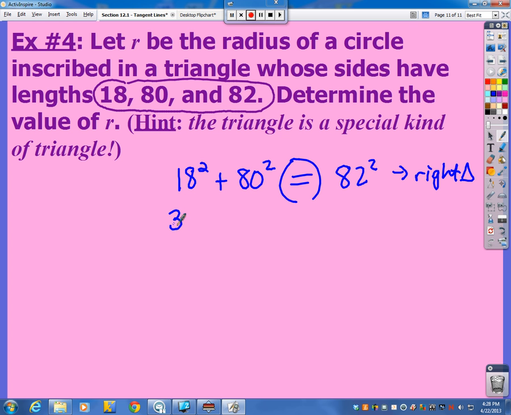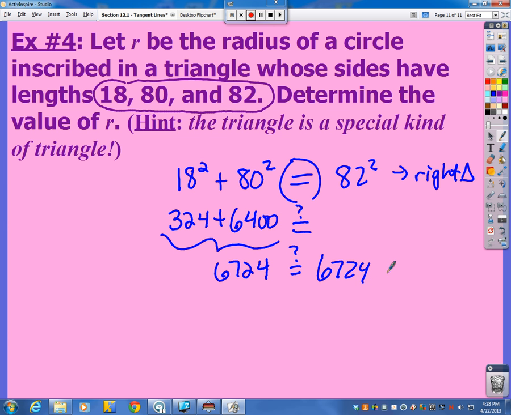Well, 18 squared, that's 324, and 80 squared, that would be 6,400. So add those two things together, and I get 6724. So question mark, question mark. What is 82 squared? My calculator gives me 6724. So that means I am dealing with a right triangle.